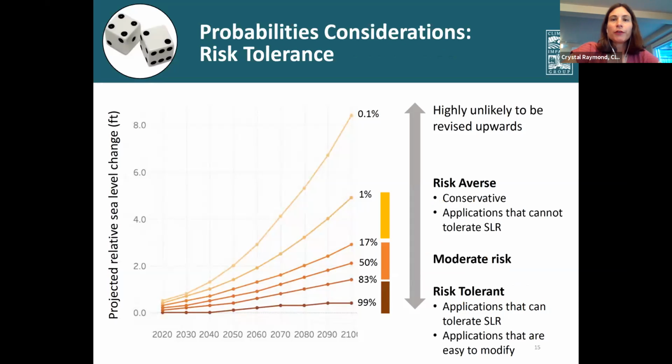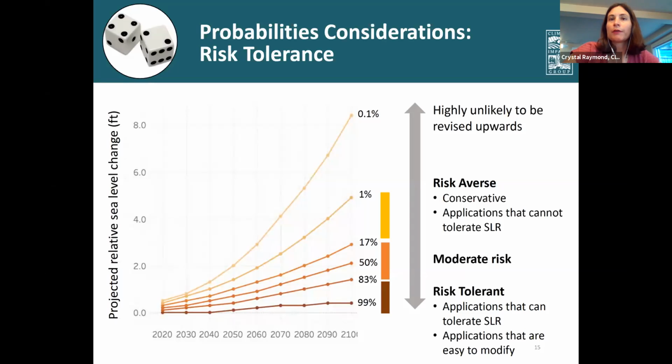And the intention of these probabilities is that they can relate very directly to risk management and thinking about managing your risk for sea level rise. So if we go again to those high probability values, the low amounts of sea level rise, these are really most appropriate to risk tolerant situations. So applications in which your project can tolerate sea level rise being greater than the values for which you plan, because these are likely to be exceeded.